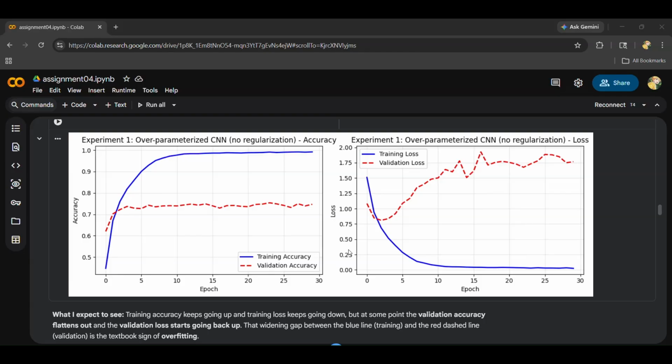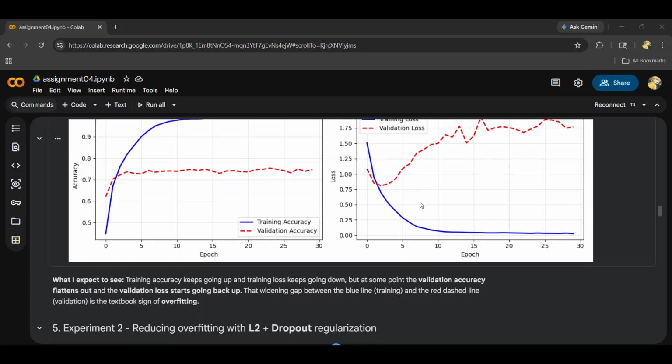That gap is overfitting. On the right, the training loss keeps dropping, but the validation loss actually starts going back up, which is the clearest sign that the model is memorizing the training data instead of learning general patterns.